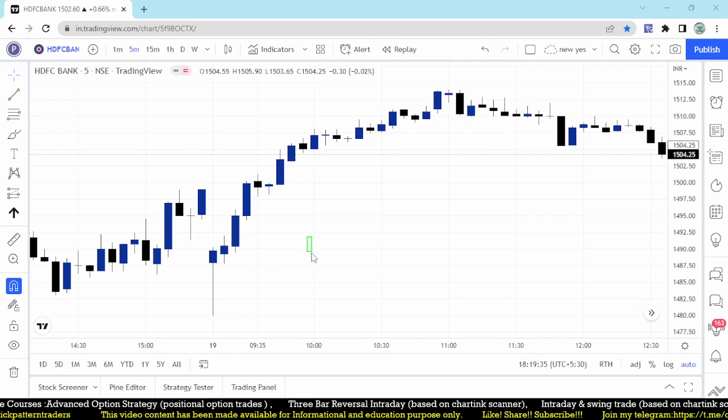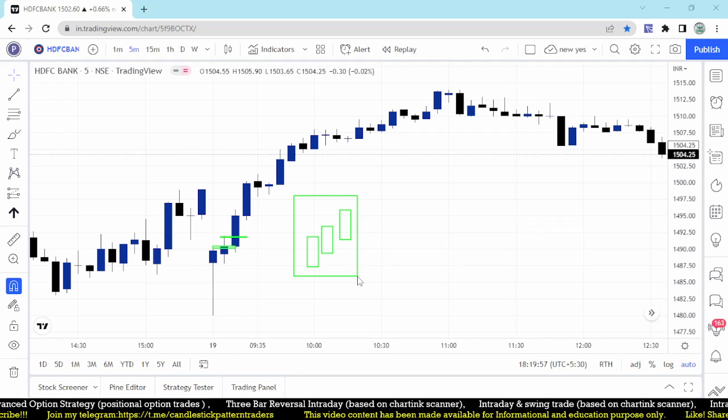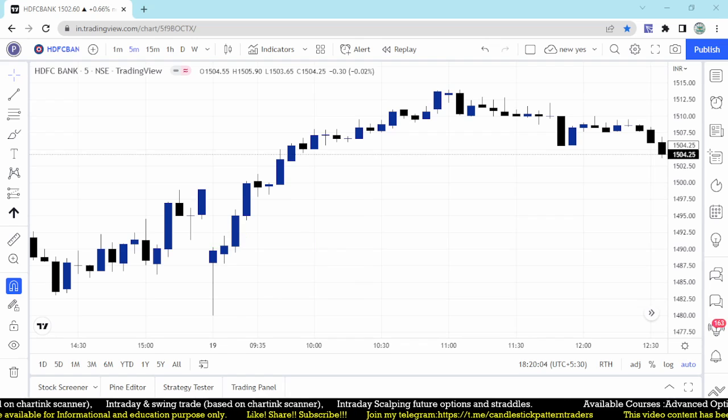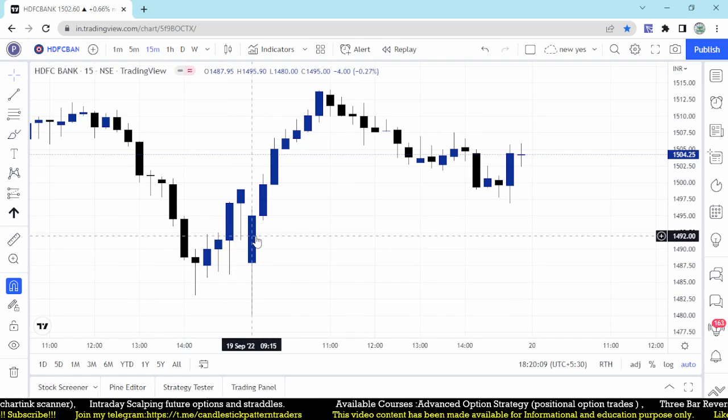The first candle is bullish, right? The second candle is also bullish, which closes above the first candle's close or first candle's high. And the third candle, again a bullish candle, closes above the second candle's high. So this is the scan you have created for the first 5 minutes. If there are consecutive bullish candles on the 5-minute time frame, then on the first 15 minutes the stock would be a big green candle.